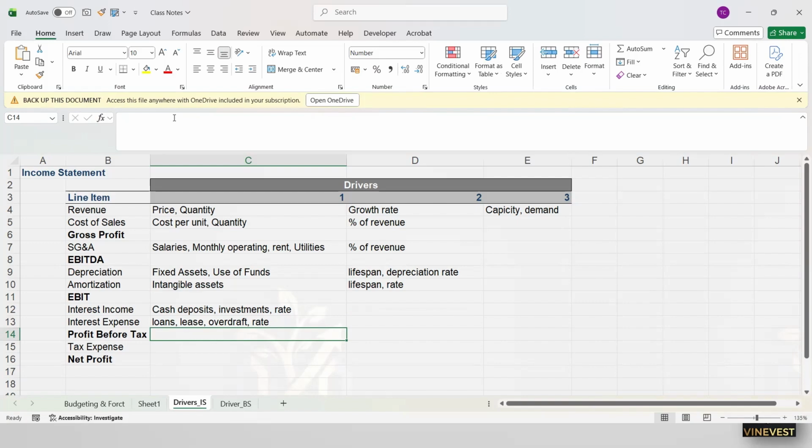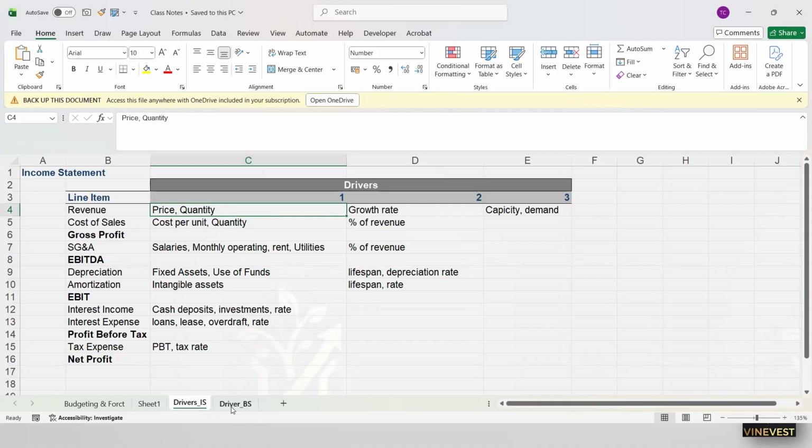Another line item we'll talk about in income statements is our tax expense. For you to know your tax expense, you need to know the profit before tax. If you don't know your profit before tax, you won't be able to drive the tax expense. Then what is the prevailing tax rate? So basically, these are the major drivers of each of these line items of our income statements.